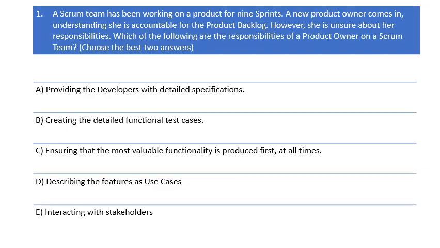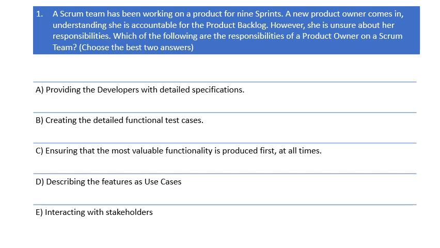Question number 1. A Scrum team has been working on a product for 9 sprints. A new product owner comes in, understanding she is accountable for the product backlog. However, she is unsure about her responsibilities. Which of the following are the responsibilities of a product owner on a Scrum team? Choose the best 2 answers.